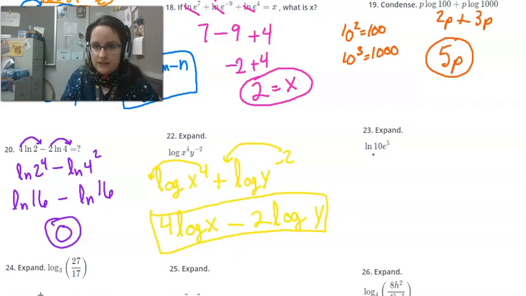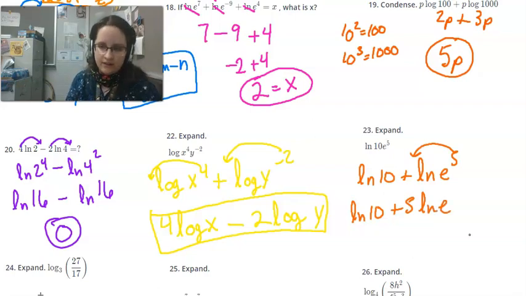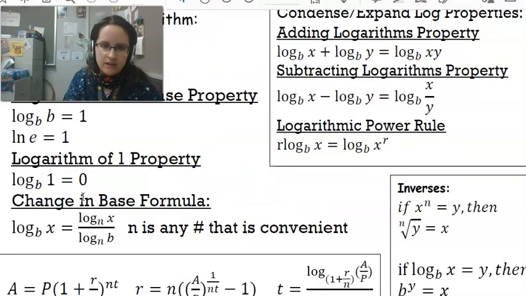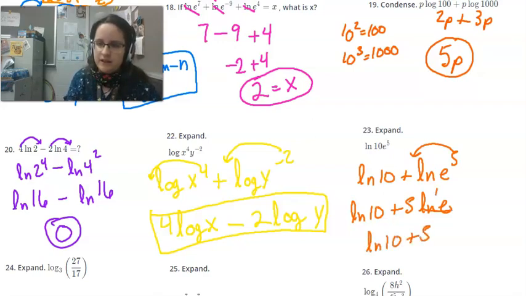Okay, the next one, ln of 10 e to the 5th power. So we can rewrite that as ln 10 plus ln of e to the 5th. We can use our power rule to move that 5 to the front. So we have ln of 10 plus 5 ln of e. Now, even though this is expanded, if we have something like ln e or log of 10, anything like that, we'll want to go ahead and reduce that anyway. So this will just be 1. So we're left with ln 10 plus 5.